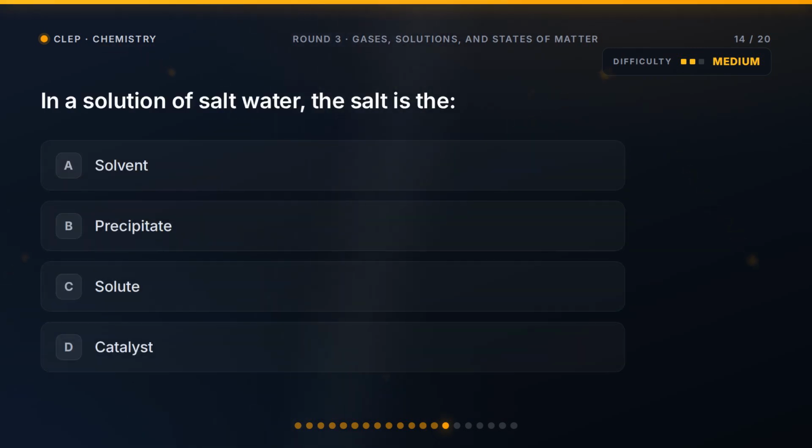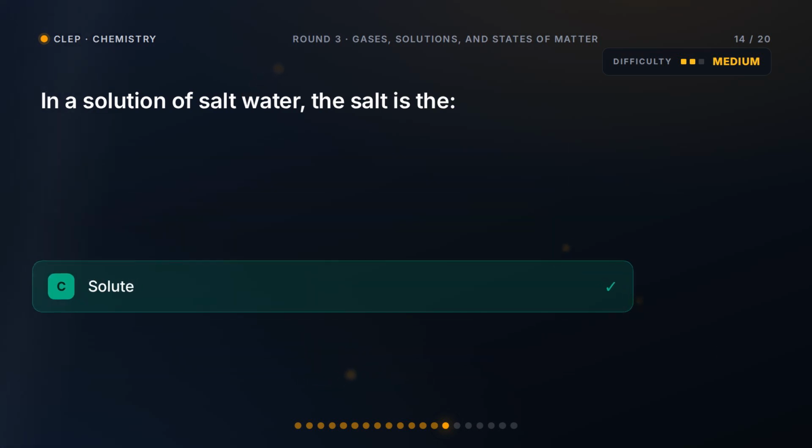Question 14. In a solution of salt water, the salt is the A. Solvent. B. Precipitate. C. Solute. D. Catalyst. The answer is C. Solute.